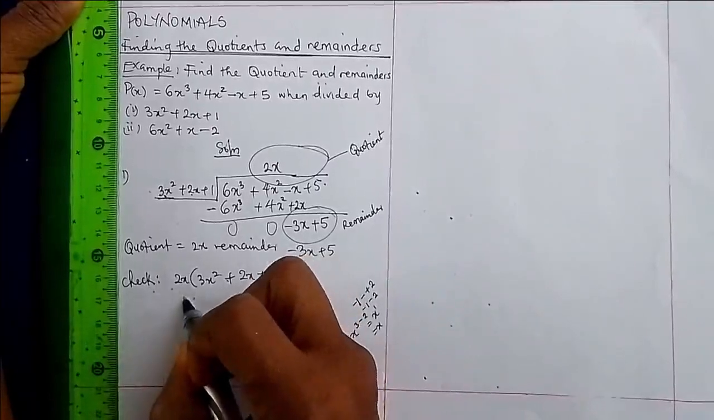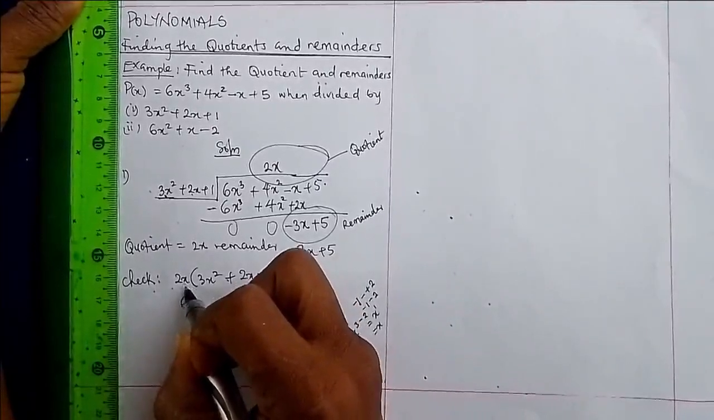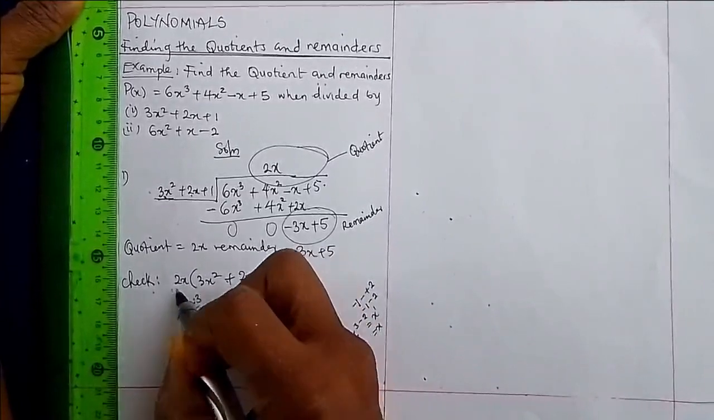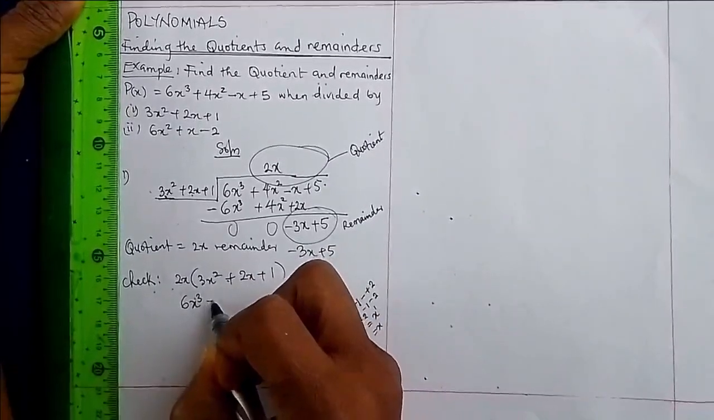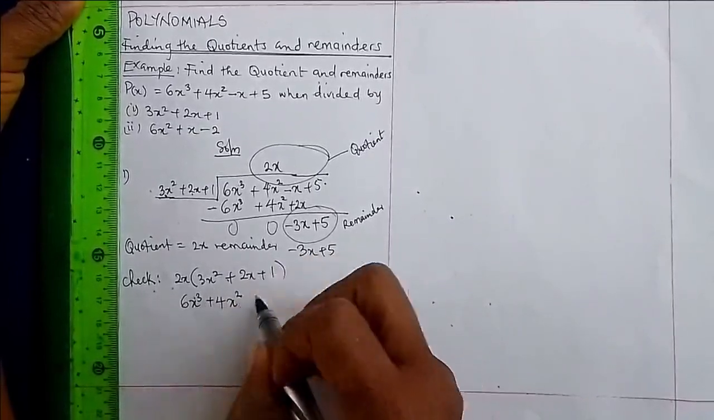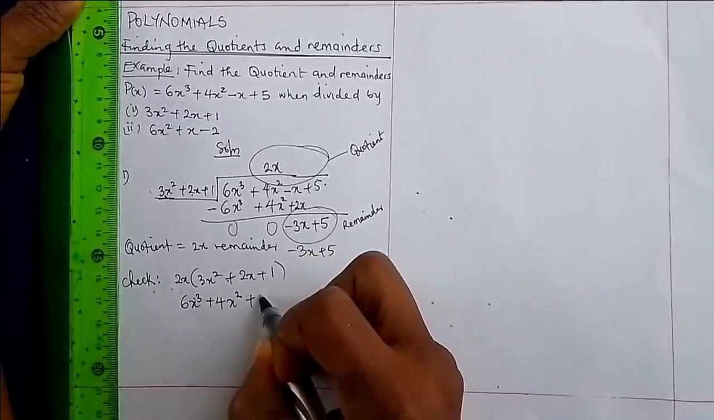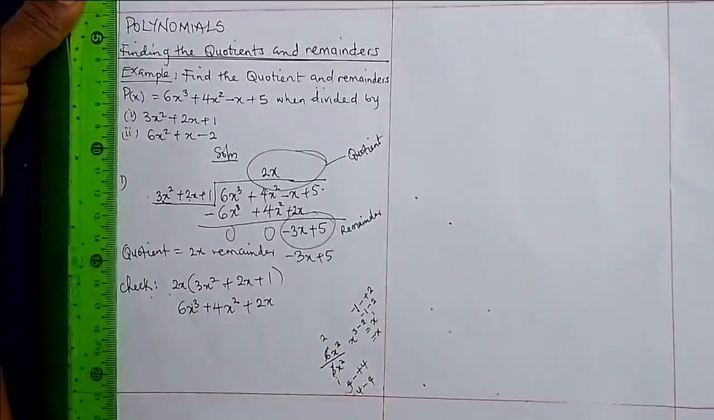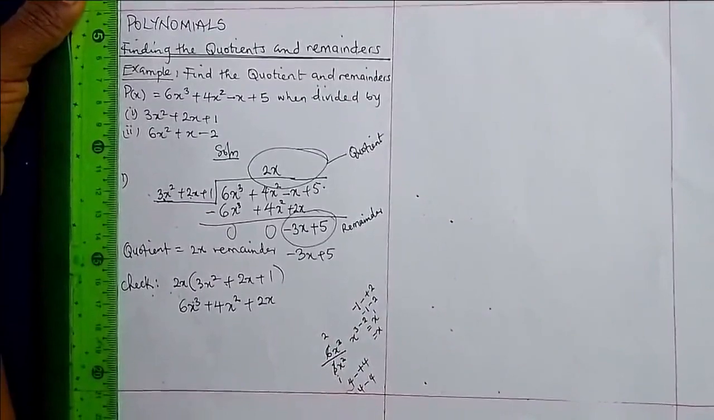We have 2 times 3 is 6. x times x^2, that's x^3. 2 times 2 is 4. x times x is x^2. 2 times 1 is plus 2x. Now with the knowledge of multiplication, let's add up.